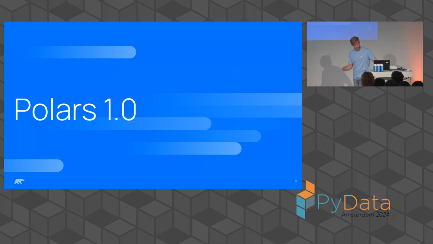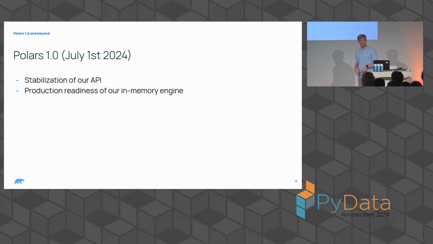So, Polars 1.0, this is a big milestone for us. We're finally with the big boys now. It feels like that. So yeah, we reached 1.0 on July 1st, 2024. And what this means for us is stabilization of our API. We've been experimenting a lot. Polars is not only developing a whole query engine, Polars is also developing its own DSL, its own domain-specific language. It's not the Pandas API, it's the Polars API.